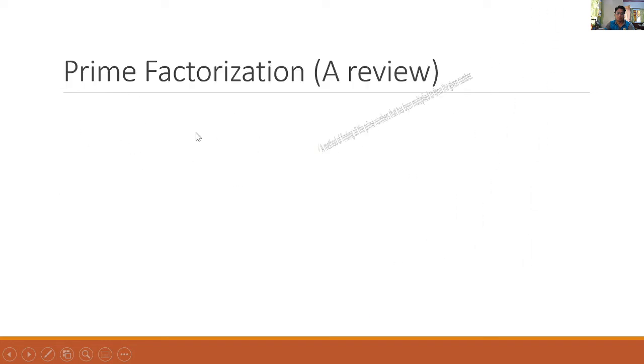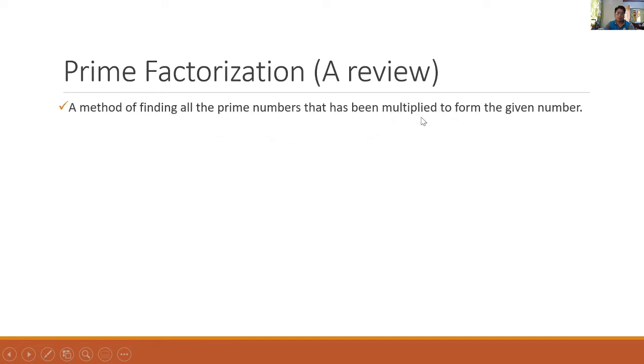Now, if we have here now prime factorization, this will be a big help para po sa atin. Prime factorization, it is a review. And what does that mean? Prime factorization is a method of finding all the prime numbers. Pag sinabi nating prime numbers, there are no other factors except sa sarili nila at saka 1. That is what we call prime numbers. So it is a method of finding all the prime numbers that has been multiplied to form the given number.